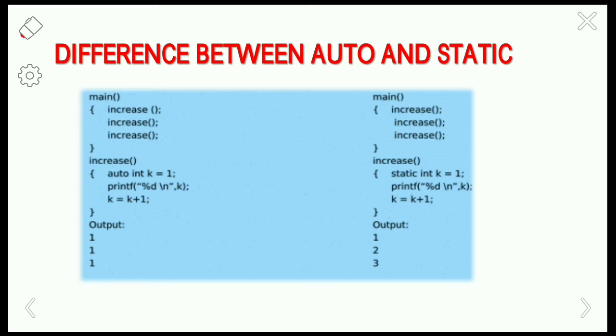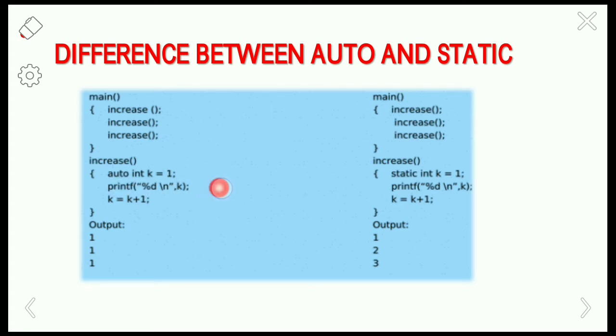Now let us briefly look at the auto and static storage classes. This is the auto storage class and this is the static storage class. Here we are going to increment the value of the variable k by calling a function. If you observe the auto storage class, in the main function we are calling the increase function 3 times. When the function call is invoked, the increase function gets activated and the statements in that function get executed.